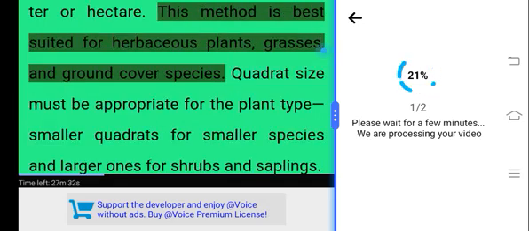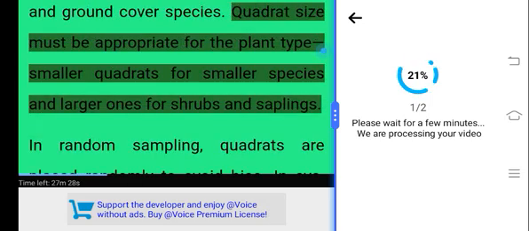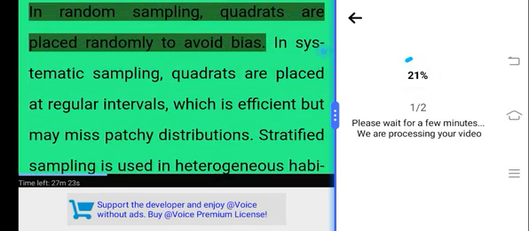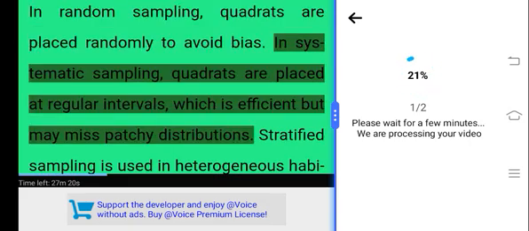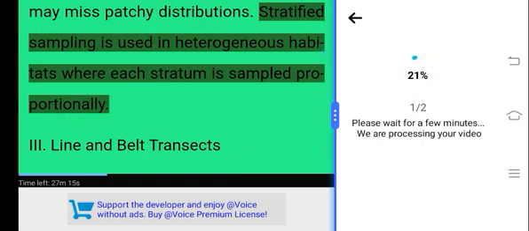This method is best suited for herbaceous plants, grasses, and ground cover species. Quadrat size must be appropriate for the plant type: smaller quadrats for smaller species and larger ones for shrubs and saplings. In random sampling, quadrats are placed randomly to avoid bias. In systematic sampling, quadrats are placed at regular intervals, which is efficient but may miss patchy distributions. Stratified sampling is used in heterogeneous habitats where each stratum is sampled proportionally.